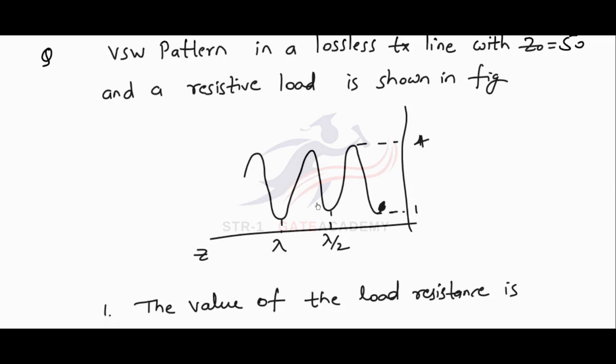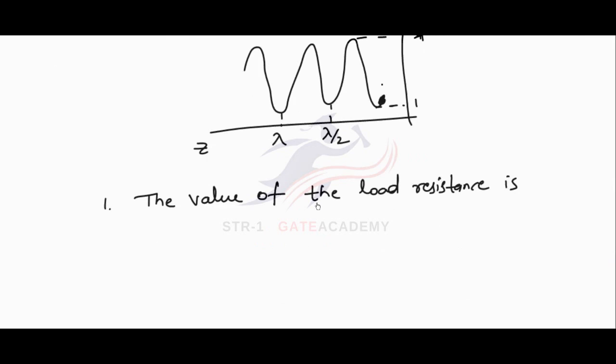Now if you observe the VSWR pattern, this point is lambda by 2. So obviously this point is the load end, because for every lambda by 2 distance we know that the impedance value repeats. So this is the load end. Now in the VSWR pattern, the Vmin is occurring first, at the load end. And since the Vmin is occurring first, this must be Rmin.